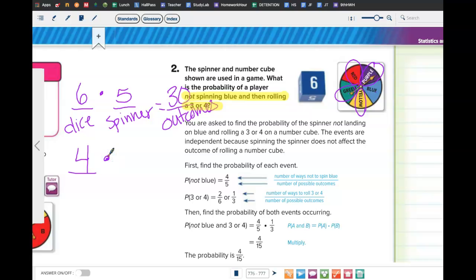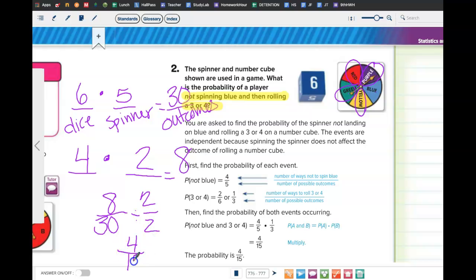Times rolling a 3 or 4. On the dice, how many options do you have that are 3 or 4? Well, I have 3 or 4, so 2 options. Therefore, I have 4 times 2, which is 8. So there are 8 out of 30 options, which can be reduced by 2, giving me 4 out of 15, which is what they got down here.